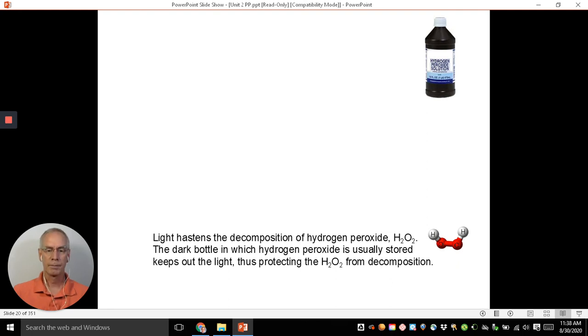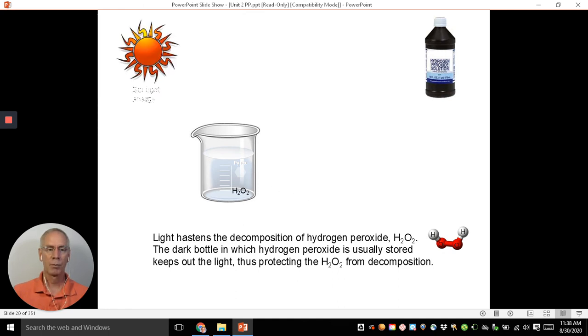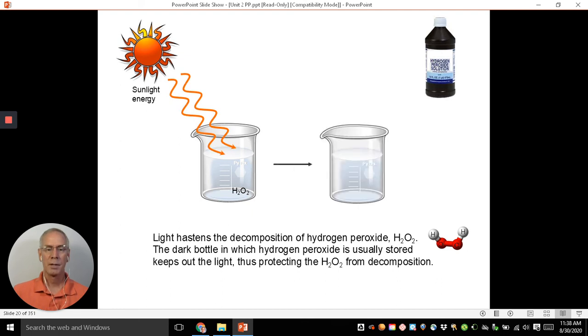There are many uses. Why must it be stored in a brown bottle? Well, it says here that light hastens or speeds up the decomposition of hydrogen peroxide. So if I were to pour fresh hydrogen peroxide into the bottle and then put it in bright sunlight, what's going to happen is a chemical change. The sunlight hits the hydrogen peroxide, and the hydrogen peroxide decomposes by releasing oxygen, and the only thing you have left is water.